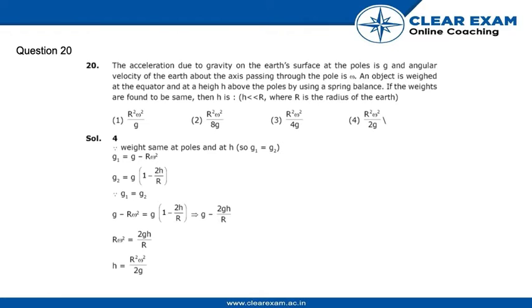Let's see our next question. The question states that the acceleration due to gravity on Earth's surface at the poles is g and the angular velocity of the Earth about its axis passing through the pole is omega. An object is weighed at the equator and at a height h above the poles by using a spring balance. If the weights are found to be the same, then h is? The given condition here is that h is very less than R, where R is the radius of the Earth.